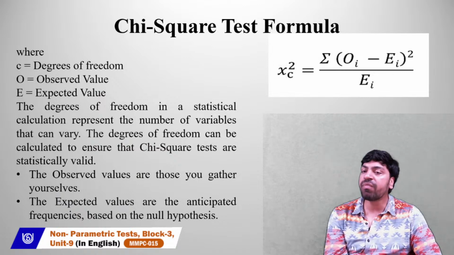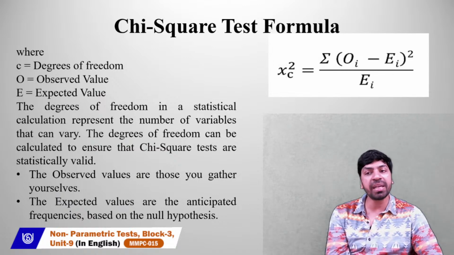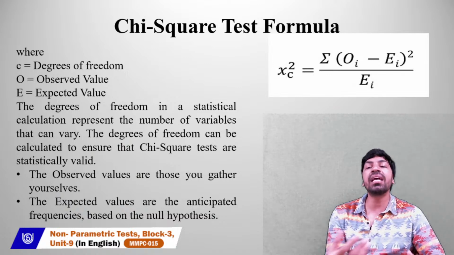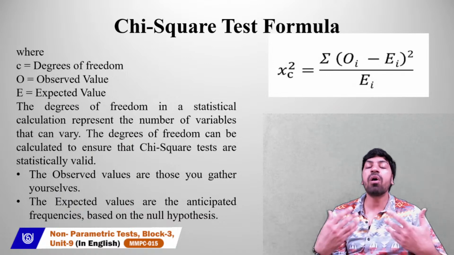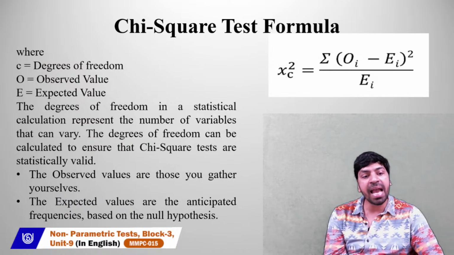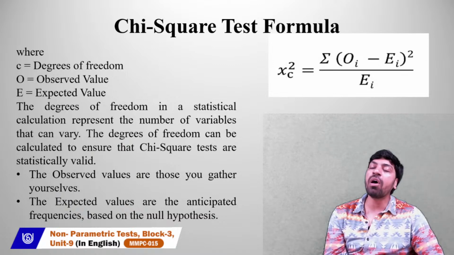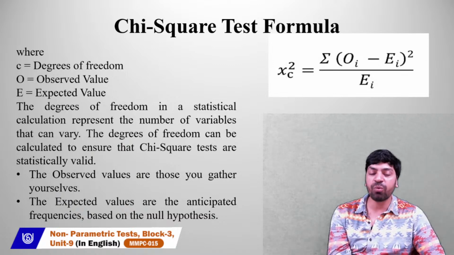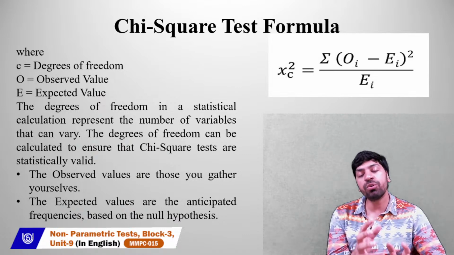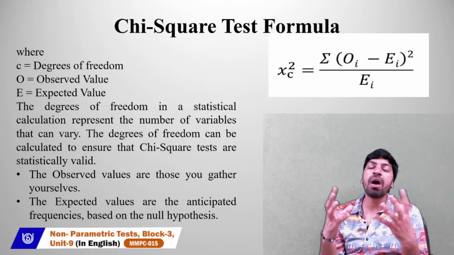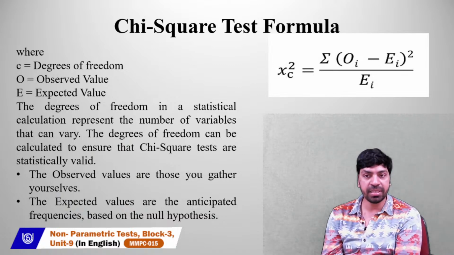So what are the observed and expected values? Observed values are those that you gather yourself, which are always available. But the expected value needs to be calculated, and it will always be based on the observed frequencies, which could be considered by preparing or formulating the null hypothesis.